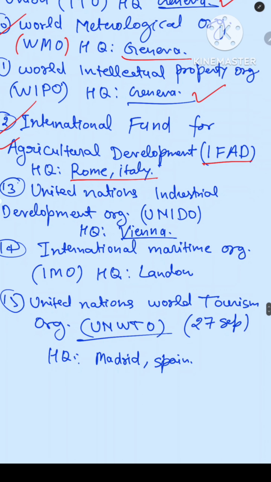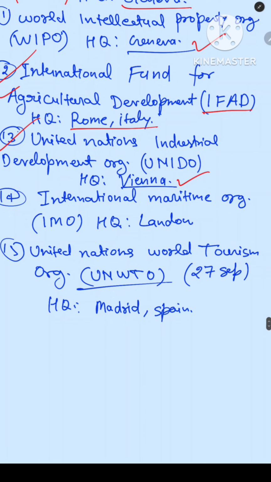The United Nations Industrial Development Organization has its headquarters in Vienna, Austria. The 14th is the International Maritime Organization, and its headquarters is in London. We can relate it to history, because after the Portuguese, the British had good command of the seas and oceans, so the headquarters is in London. The 15th very important organization is the United Nations World Tourism Organization, UNWTO. World Tourism Day is also celebrated on 27th September. Its headquarters is in Madrid, Spain.